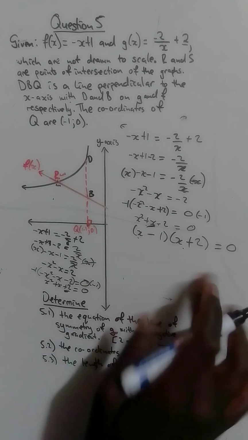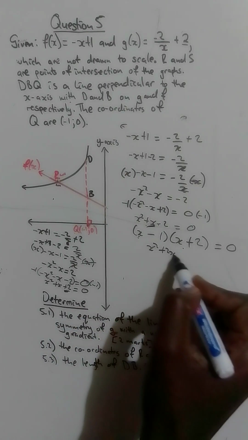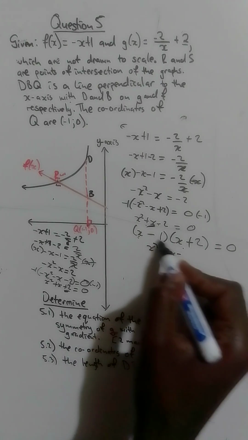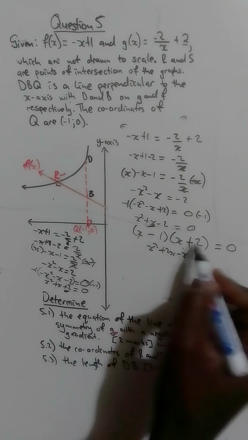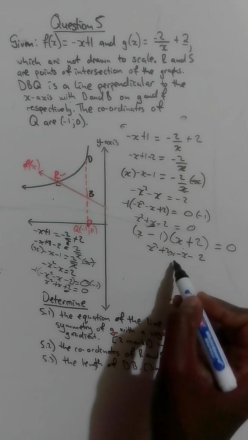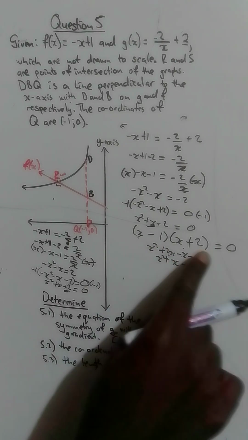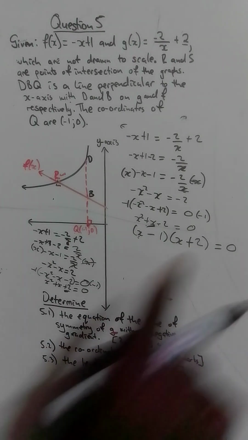Let's test out what I've done. X and x, x squared. X times 2, 2x. Negative times positive, negative. 1 by x, x. Negative times positive, negative. 1 by 2, 2. 2x minus x, that's x. Negative 2 and x squared. So my factors are correct. Now I'm not yet done.